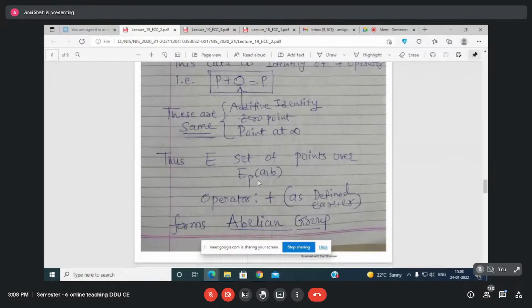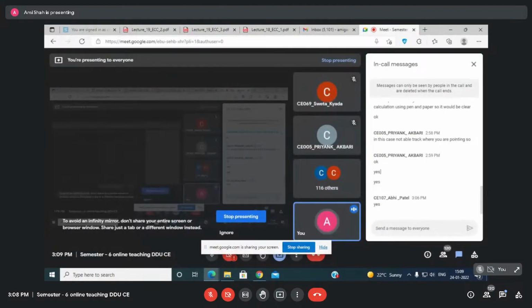Now the set of points over this curve E, where the operator is plus, forms the abelian group, right? Now can anyone tell me which are the properties of an abelian group? The question is, the set of points over this curve forms an abelian group, so does it satisfy the properties or not? Which properties are there in an abelian group? Please write down in your chat window, everyone, quickly.